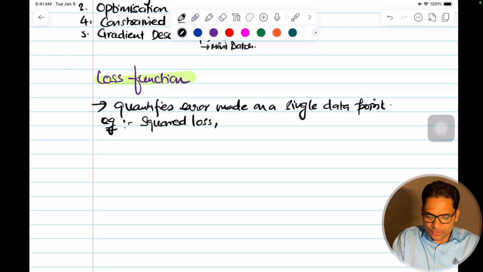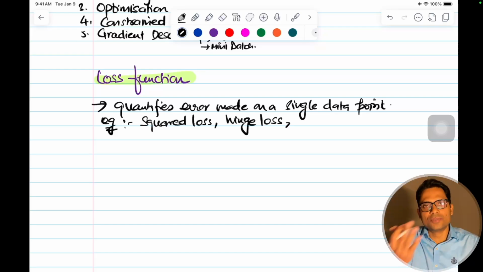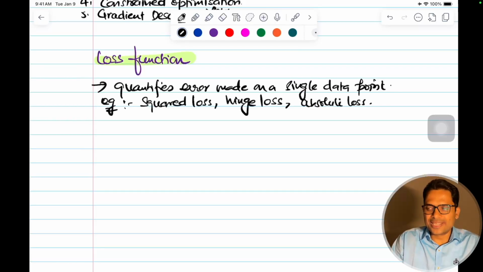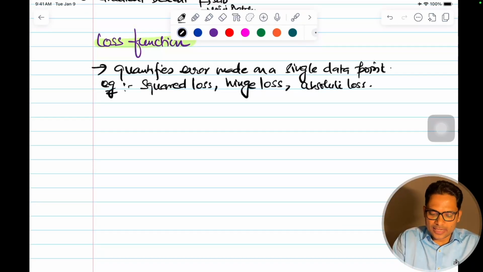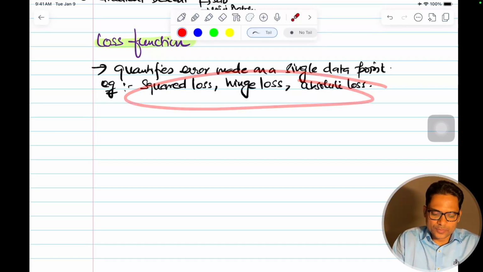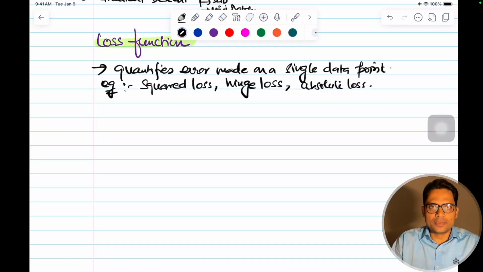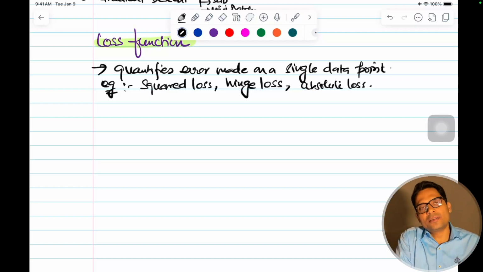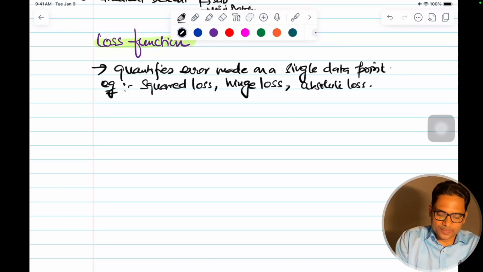Then when we read about SVM, we'll have something called hinge loss. You will see that going forward. Or we can have the absolute loss also, but we'll see why we don't use it and in what cases we use it. So these are for a single data point, how we measure them for just one data point. But there will be multiple data points in a data set. So when we take the errors for each data point and average them out, we have a special term for that, that is called cost function.